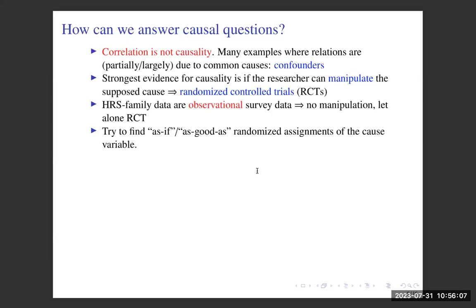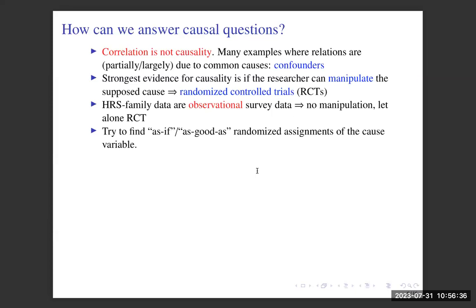Now, when we look at the HRS family data that we're working with and the HCAP subset of that, these are observational survey data. So there is no manipulation in them, let alone RCTs. So there doesn't seem to be much scope for that here, but it's always good as a kind of reference case to think about that.